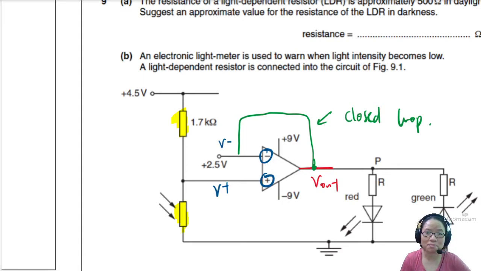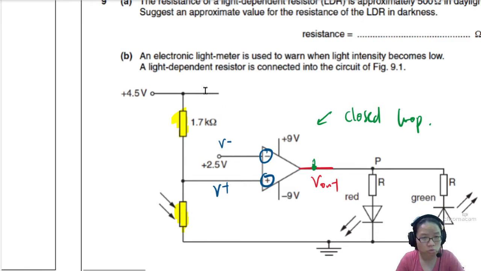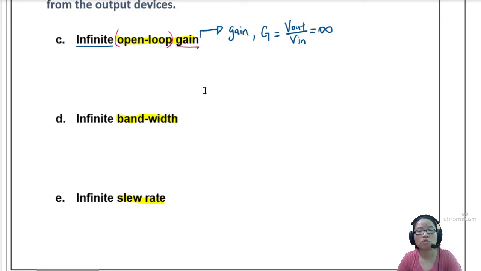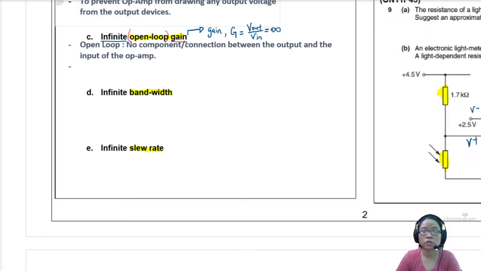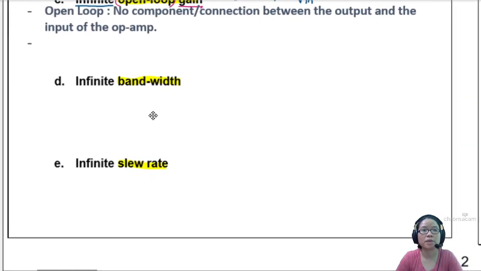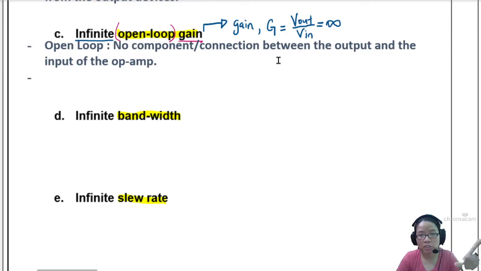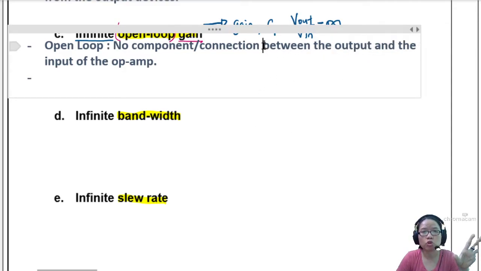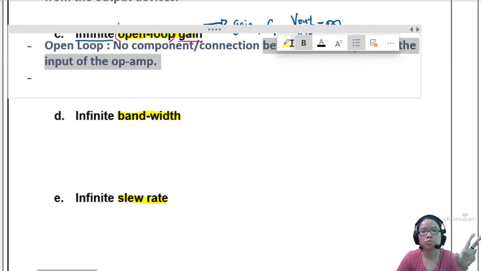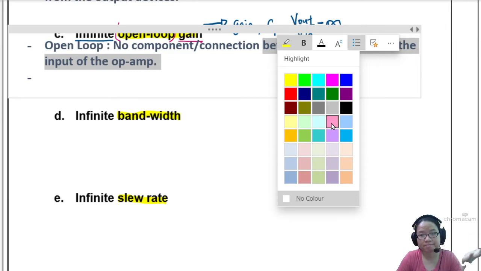But right now for the amplifier, or when you talk about properties, we are looking at the simplest connection possible. We are not going to close the loop yet. So that is the definition of open loop. Okay, so I'm going to type out the definition of open loop. So this is what is meant by open loop. When there's no component or connection between the output and the input of the op-amp. So let me highlight this. Between output and input of your operational amplifier.